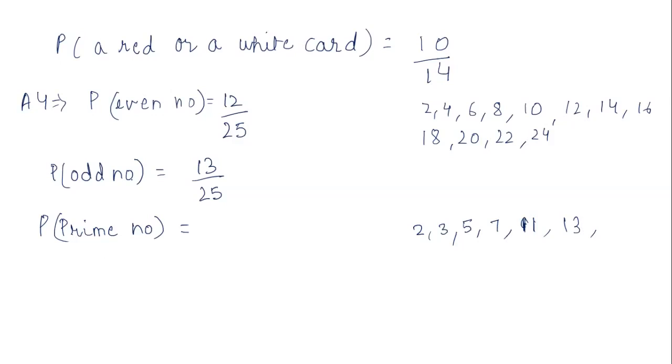So like this 16 is also composite, 17 is prime, 19 is prime, 21 is composite, 22 is composite, 23 is prime. That's it. So we have these prime numbers from 1 to 25. They are 2, 3, 5, 7, 11, 13, 17, 19, 23. 9 prime numbers. So 9 upon 25. What is the probability of composite number?